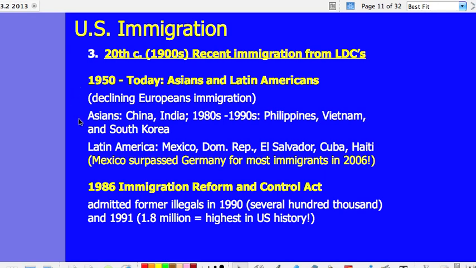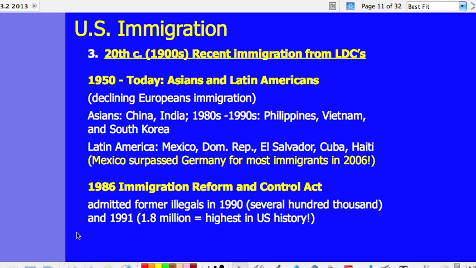Asians, we have mostly a lot of Chinese and Indians coming, and then the Philippines, this mostly first, and then later, 1980s, 1990s, Philippines, Vietnamese, people from South Korea, Latin America, Mexico, Dominican Republic, El Salvador, Cuba, Haiti, and there were a lot of Germans who came during the European time, but now Mexico has surpassed Germany for most migrants in 2006.